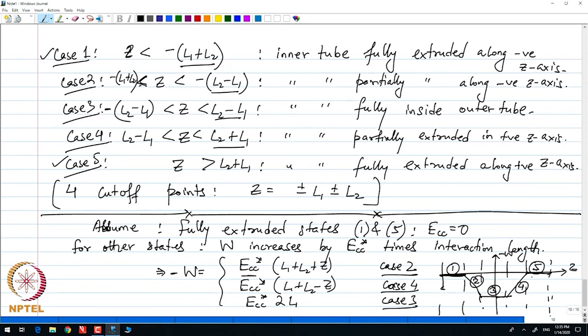We can see that in stage 1 and 5 the work done is 0, in stage 2 the work done is decreasing with z, and in stage 4 the work done is increasing with z. In stage 3 the work done is constant. It is independent of z, and is given by ECC times 2L1. The diagram here is important, because we can see that there is 0 acceleration of the nanotube for case 1, case 3 and case 5. The only acceleration or deceleration is in case 2 and 4.